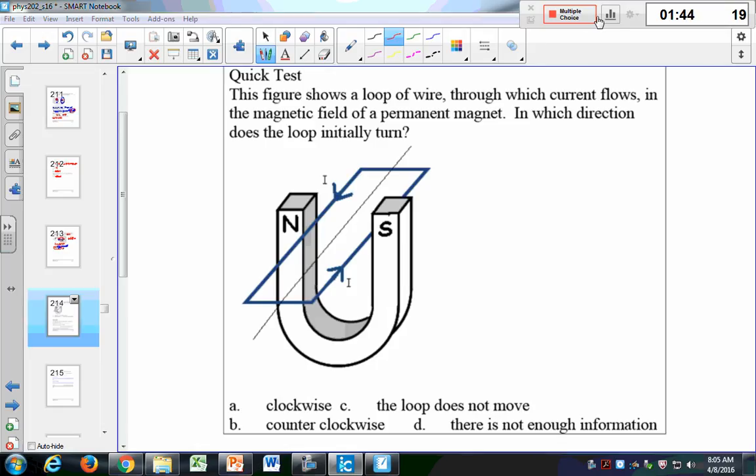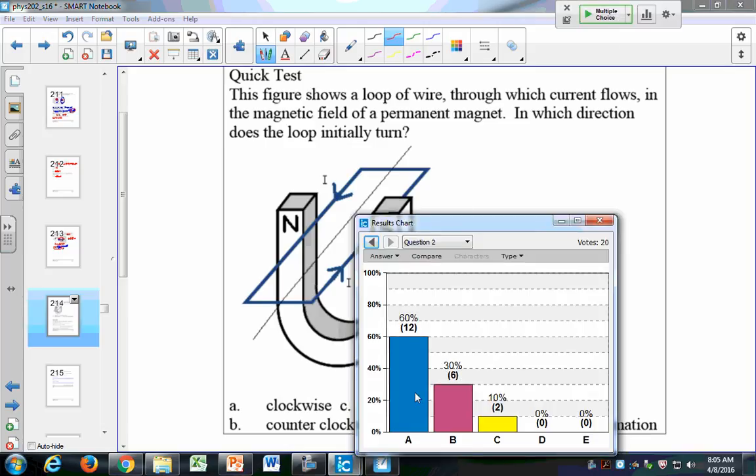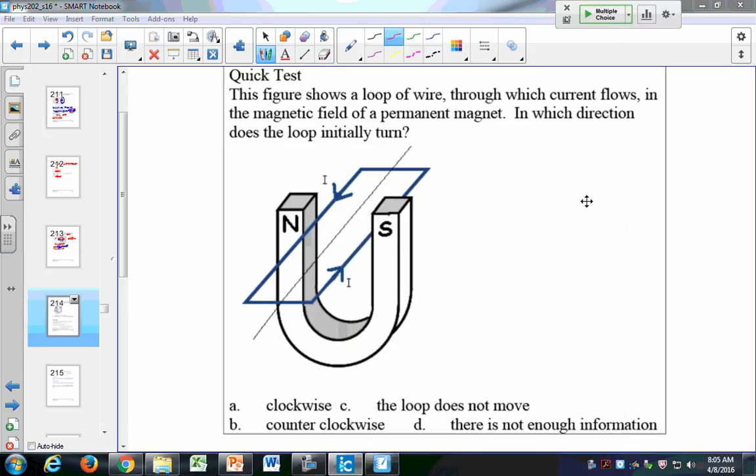Okay, I'll stop at 150. Okay, good. A is right. It's going to turn clockwise.